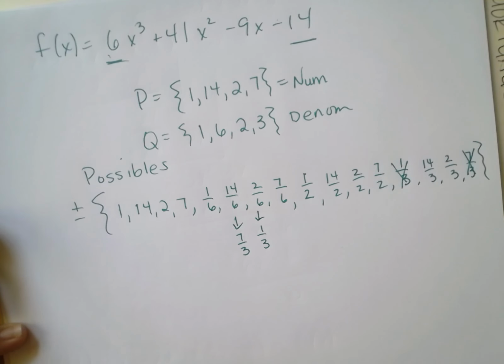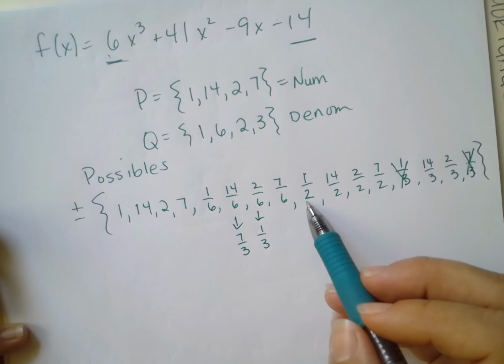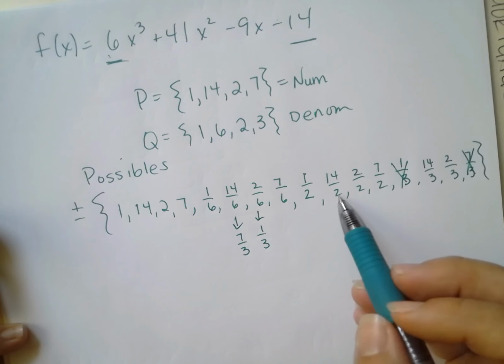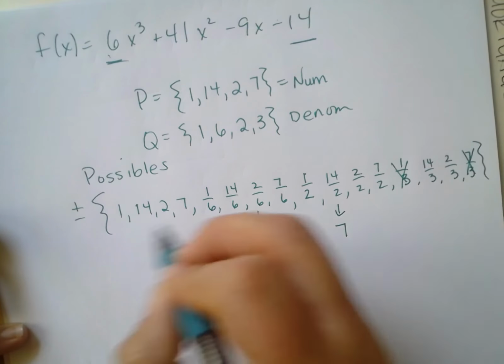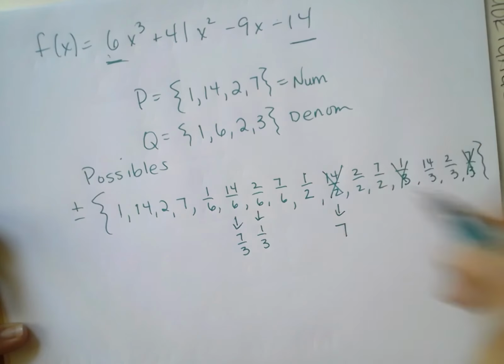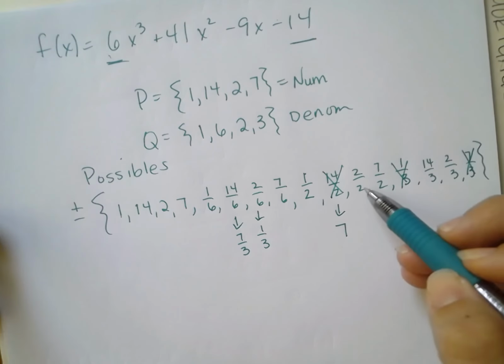Means it's showing up twice. I don't need to check it more than once. All right, so then 7/6, do I have one? No. 1/2, that doesn't seem to repeat anywhere yet. 14 over 2 is actually 7, which I have up here, right? So we'll just cross that one off because I've already got that one showing up here.